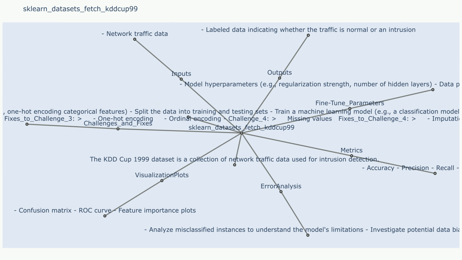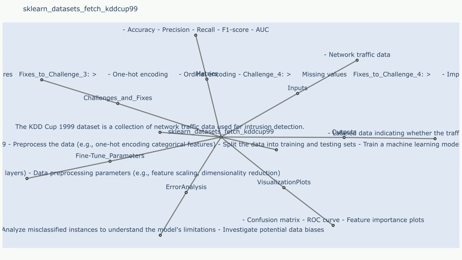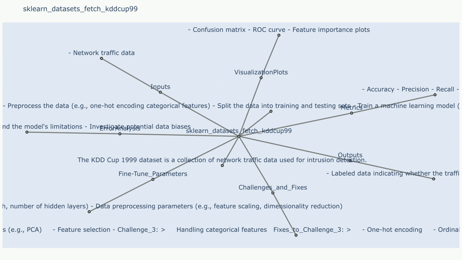Precision: the proportion of correctly predicted positive instances among all predicted positive instances. Recall: the proportion of correctly predicted positive instances among all actual positive instances. F1 score: the harmonic mean of precision and recall. Visualization plots: scatter plot of the features, histograms of the features, confusion matrix.